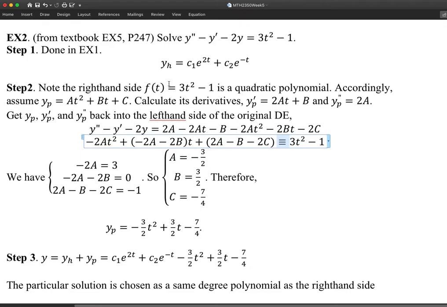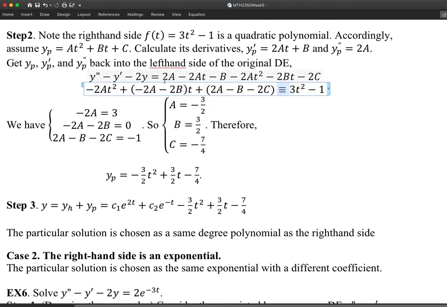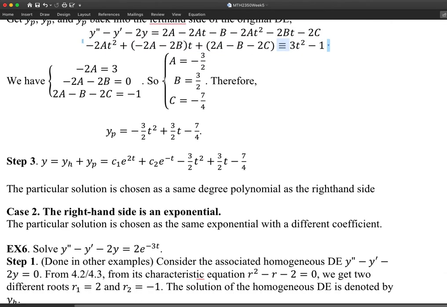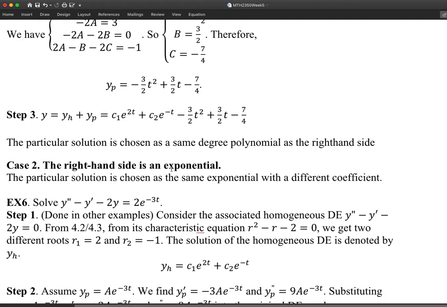Let's move to the second case. What would happen if the right hand side is an exponential function? Well, when the right hand side is an exponential function, basically you want to assume the particular solution is of the same kind of exponential function, with a different coefficient.